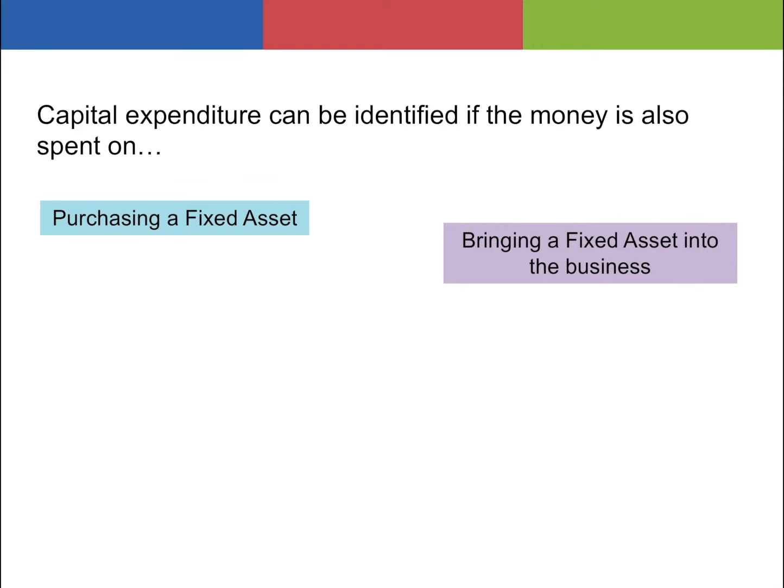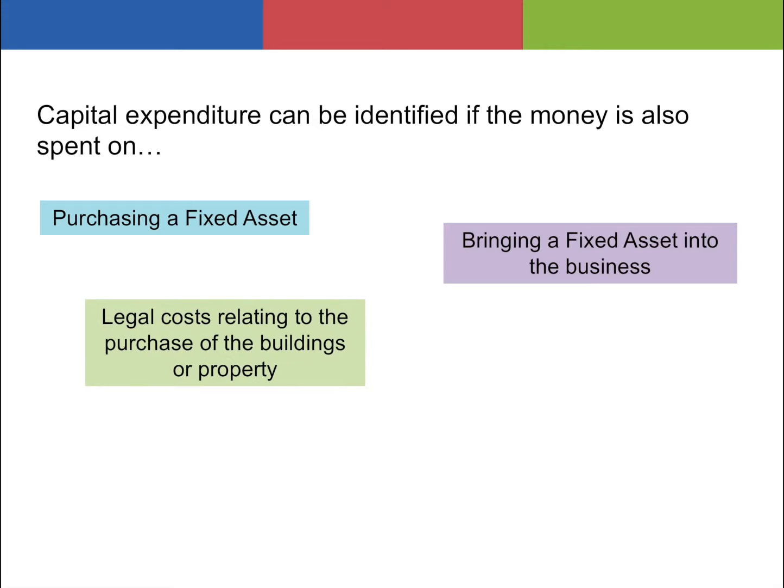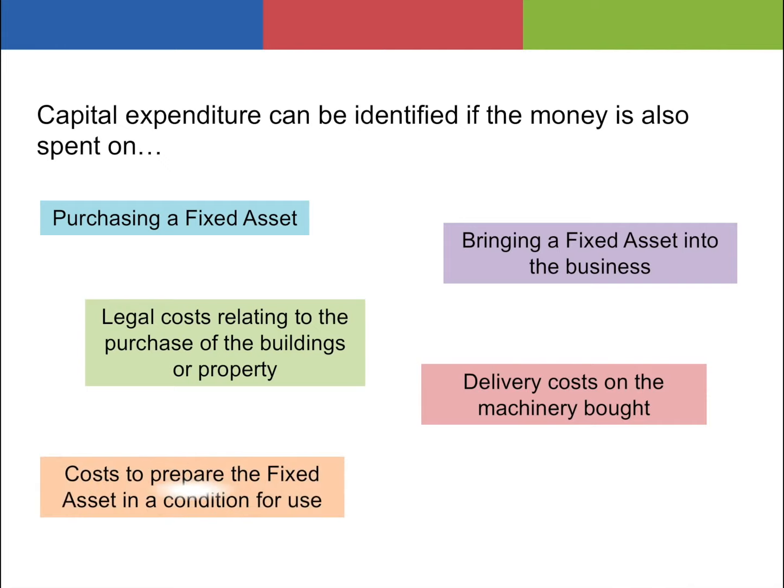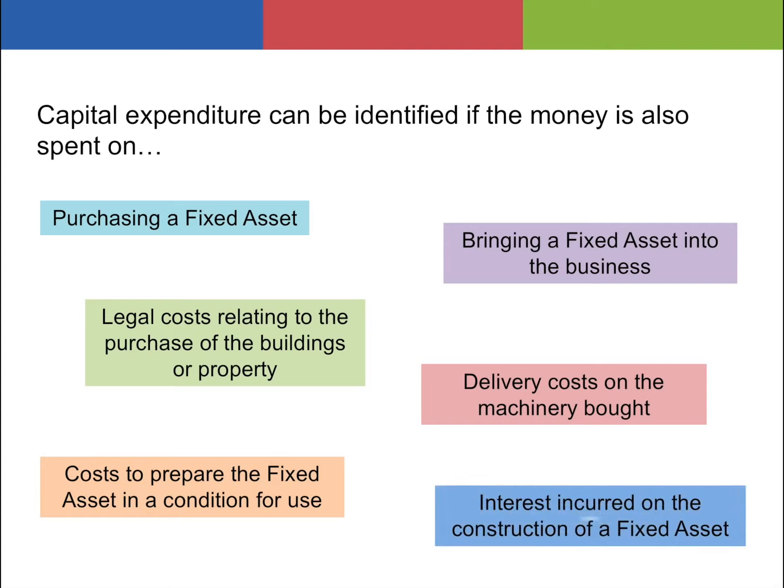Additionally, capital expenditure can be identified if the money is also spent on transactions or items such as purchasing a fixed asset, bringing a fixed asset into the business, legal costs relating to the purchase of the buildings or property, delivery costs on the machinery or motor vehicles bought, any necessary costs to prepare the fixed asset to be in a condition for use, and finally, interest incurred on the construction of a fixed asset.